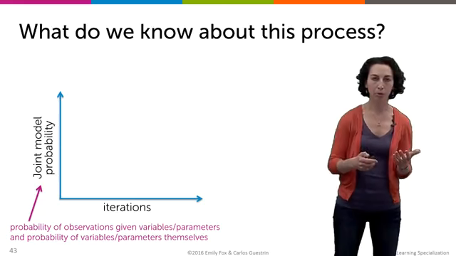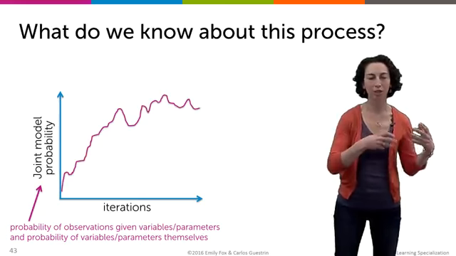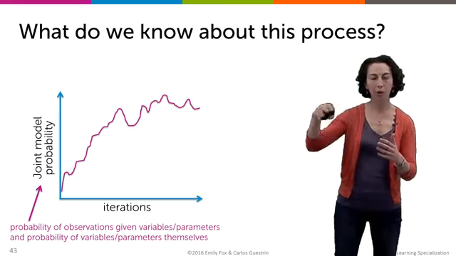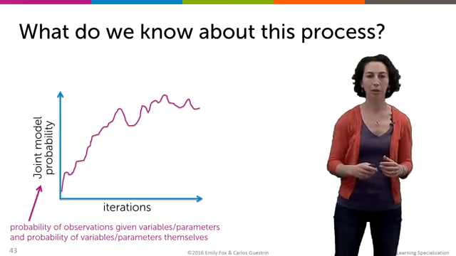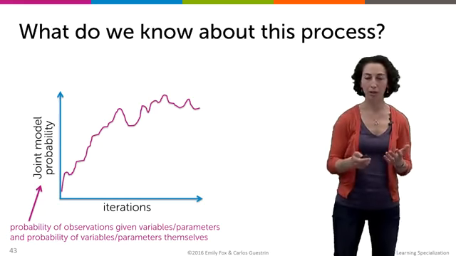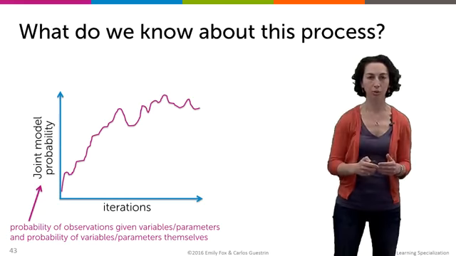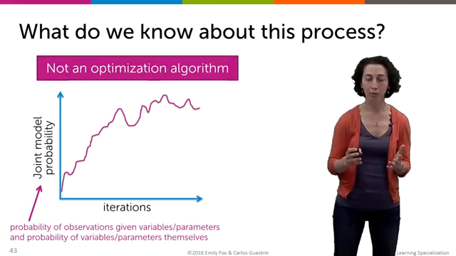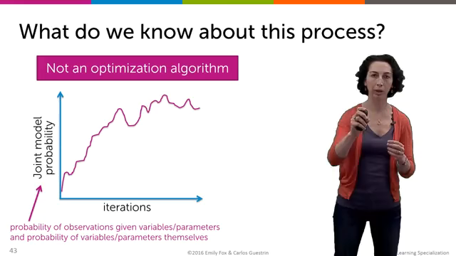And if we look at joint model probability over Gibbs sampling iterations, we tend to get plots that look like the following, where there's this initial burn-in period where we're just moving from our initialization to some reasonable space, and then we wander around. And throughout this whole process, the joint model probability can go up and down. And the reason is because this is a randomized algorithm. There's no guarantee that we're going to increase our joint probability. This is not an optimization algorithm. And that's actually the point of it. We're intending to explore the space of possible solutions rather than converge just to a single point.